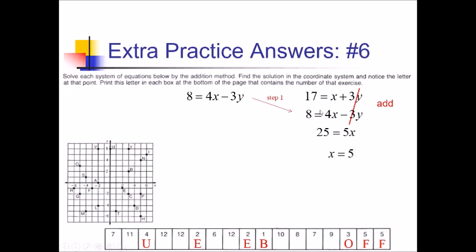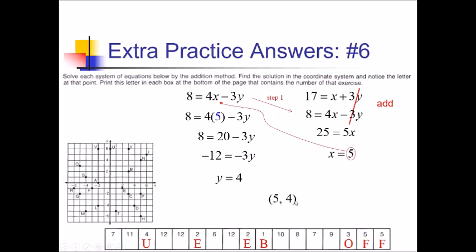Let me plug that 5 in back over here. So I've got a equals 4 times 5 minus 3y. So that's 20 minus 3y. Let me subtract 20 from both sides. So that's negative 12 on the left side. And then finally dividing both sides by negative 3, we end up with y equals 4. So that's the point 5 comma 4 if I write those in order.